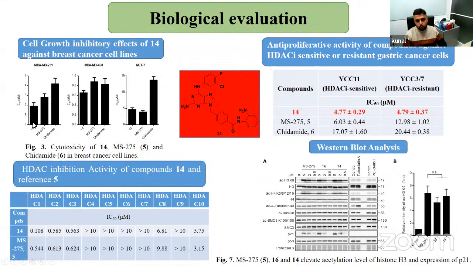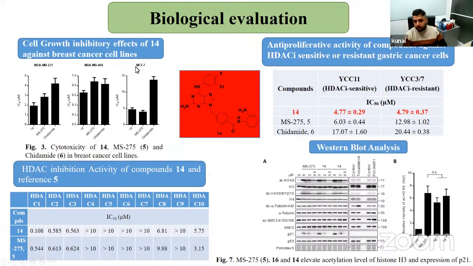And if you see, it was a more potent inhibitor against the breast cancer cell lines than MS275 and even chidamide. Chidamide is another structurally related compound, a class 1 HDAC inhibitor that was approved by the FDA, but not the US FDA, the Chinese FDA. Now, in this cell line, MDA-MB-231, compound 14 was more active than MS275 and chidamide. If you go towards the other breast cancer cell line, MDA-MB-468, again compound 14 is more potent than both the standards.